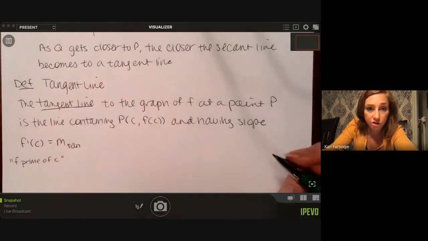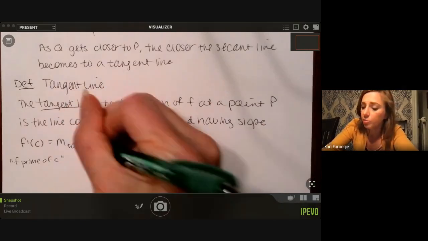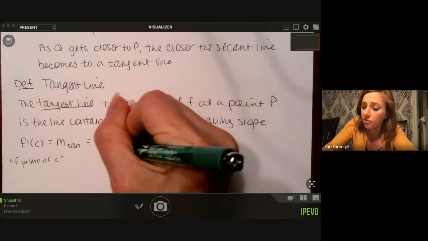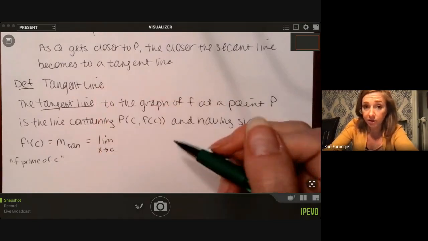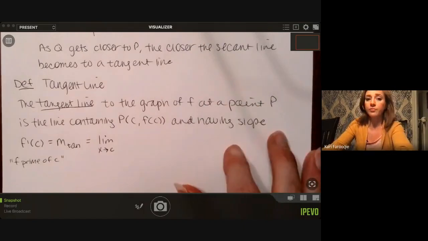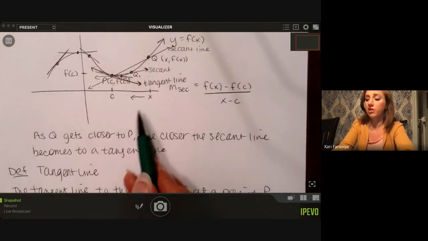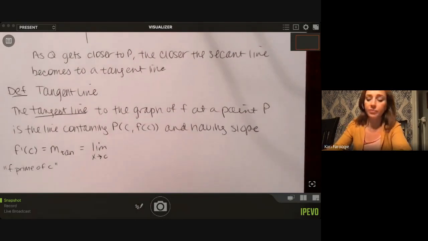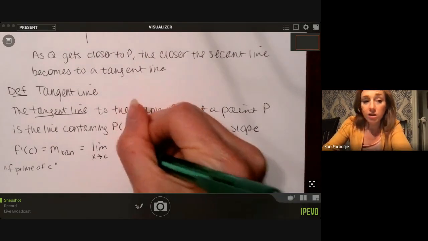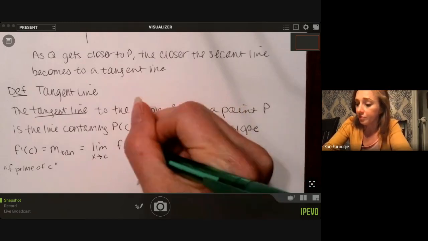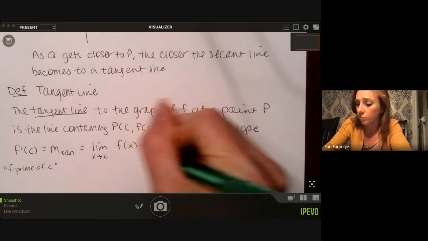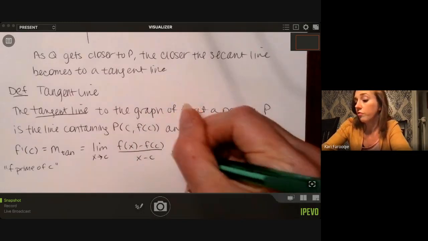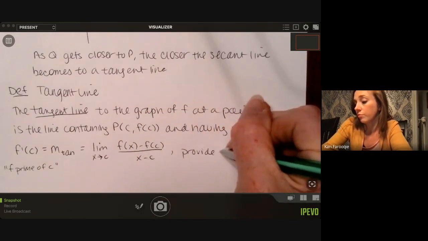m sub tangent. Remember, m is representing a slope. And then this is going to be equal to the limit as x approaches c, and that's what we did up there in our graph. We were looking at what happened as x approached c. So we're going to do that in our limit. And then we're just taking the slope of the secant line, f of x minus f of c divided by x minus c. Now this is provided that the limit exists.